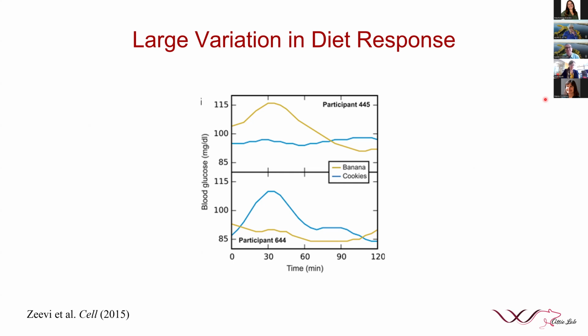And here you see two individuals and their glucose responses to eating a banana or cookies. And they're exact opposites. The one on the top had a strong response to the banana, and the one on the bottom had a strong response to the cookies and not to the banana. And these are things that are not predictable. So we want to explore the genetic basis for the variation in diet outcome.